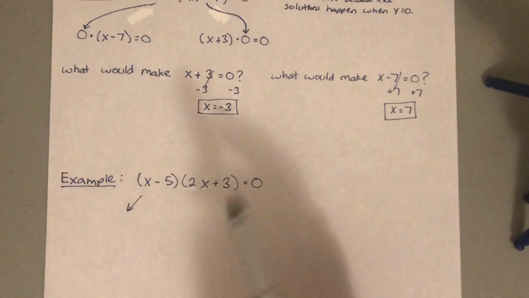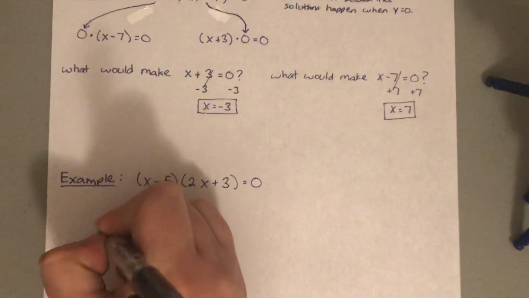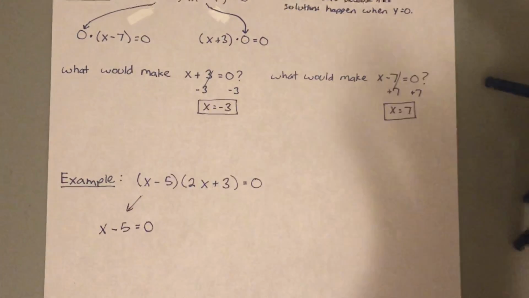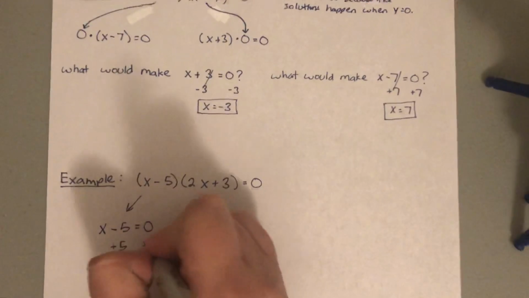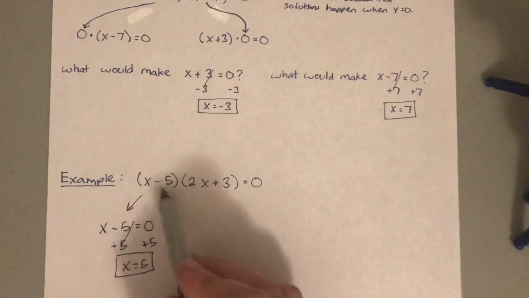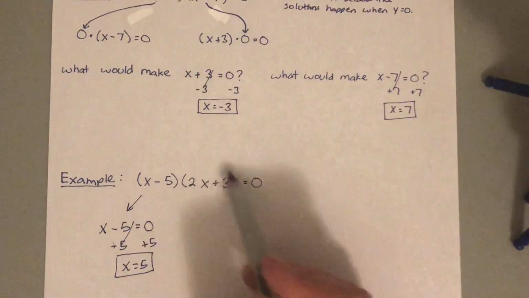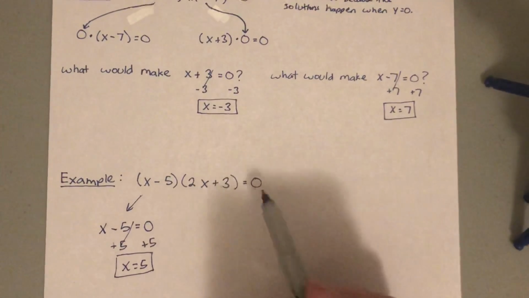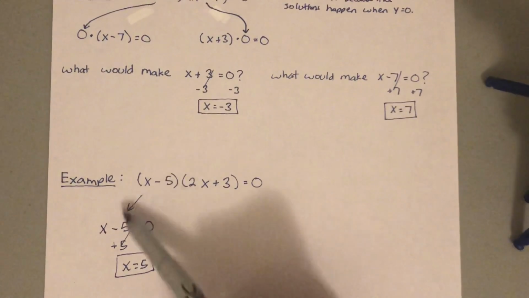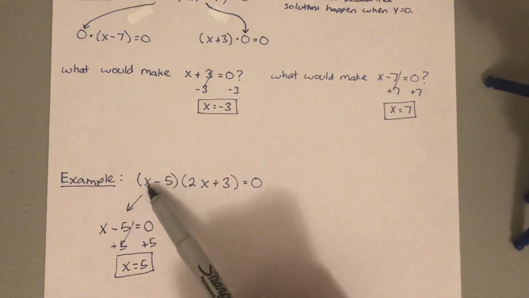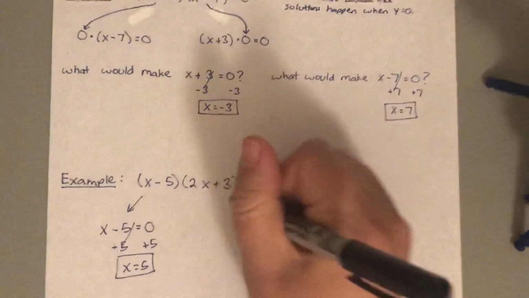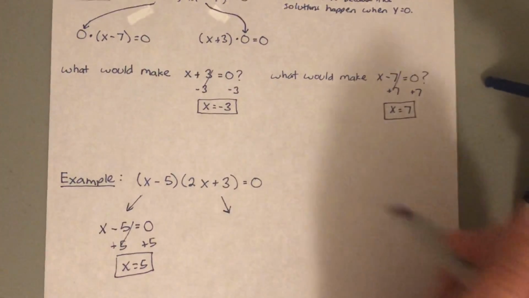So what would make this first factor equal to 0? If we weren't sure, we could just say x minus 5 equals 0 and then solve it for x. So we would add 5 on both sides and you get x equals 5. 5 minus 5 would equal 0. 0 times that equals 0 because 0 times anything is 0. So that works. Again, you might not need to write this out. You could just know, well, I know that 5 minus 5 equals 0, so I know that x would have to be 5.